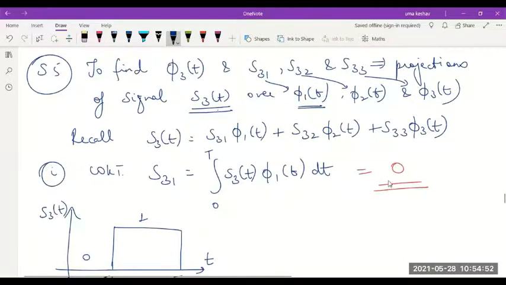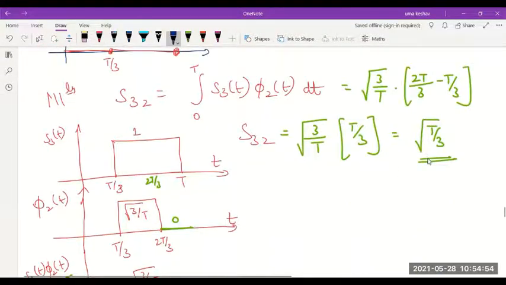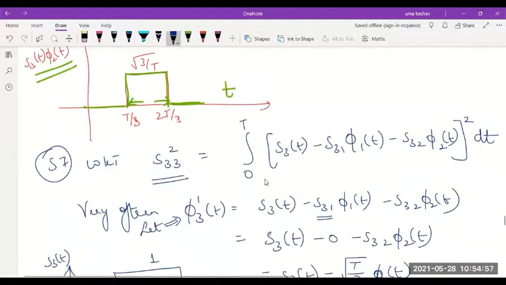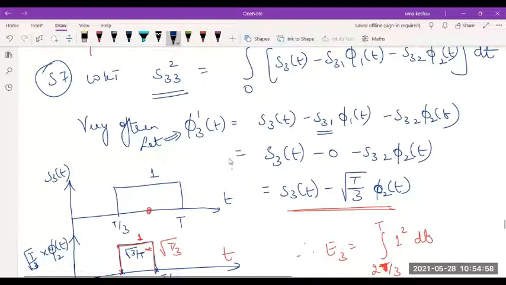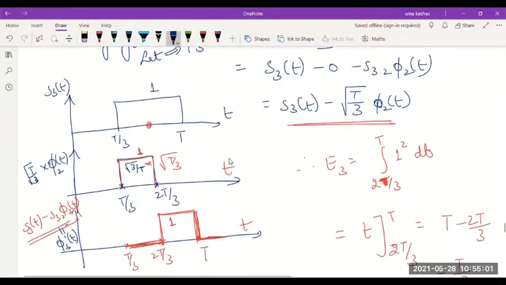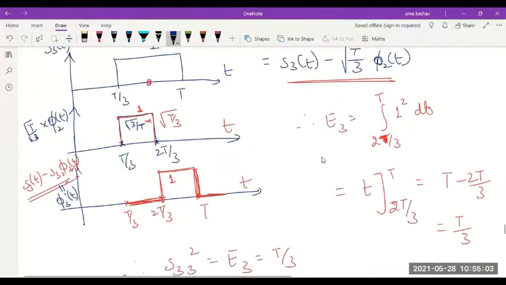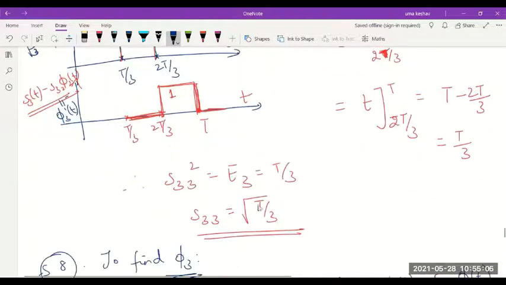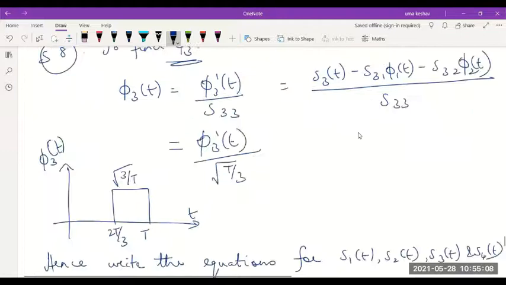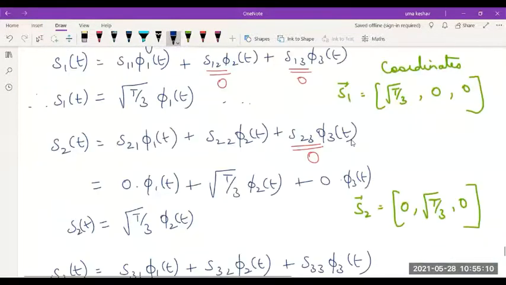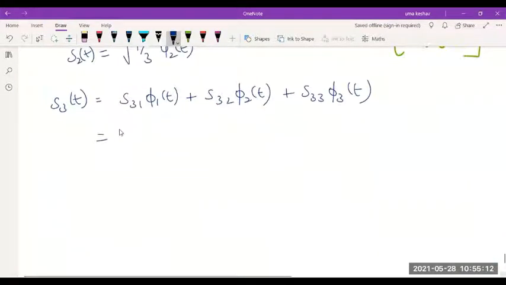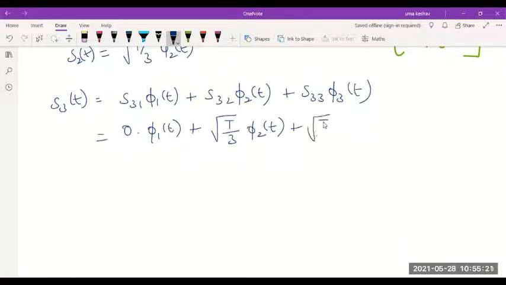S31 we got as 0. S32 is root t by 3. And S33, how much did we get? What was the value of this? S33 is also root t by 3. So what will happen to this equation? 0 into phi 1 plus root t by 3 into phi 2 plus root t by 3 into phi 3.